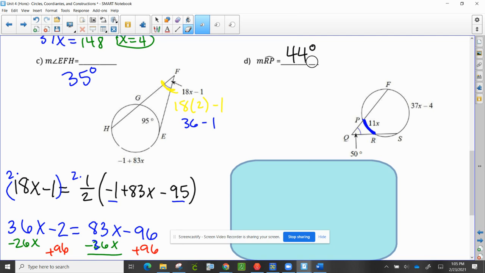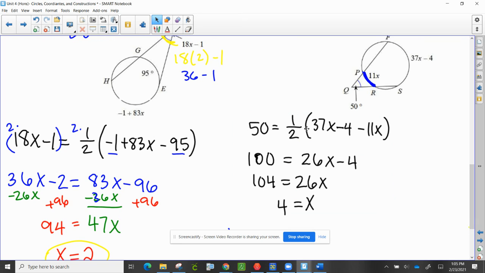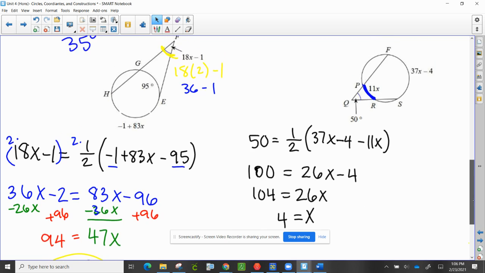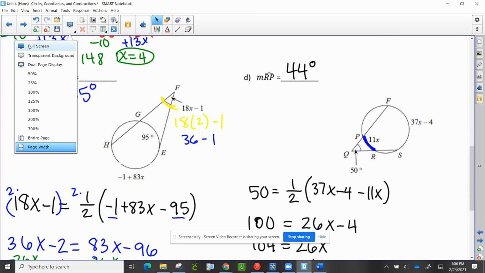Okay. If you did it right, I got the answer of 44 degrees. So setting it up, 50 is equal to 1/2 times 37x minus 4, and then minus 11x. If you clean up your like terms here, that's 26x minus 4. Get rid of the 1/2 by multiplying by 2 on both sides. You should get that x is 4. So plugging that into 11x gives you 44.